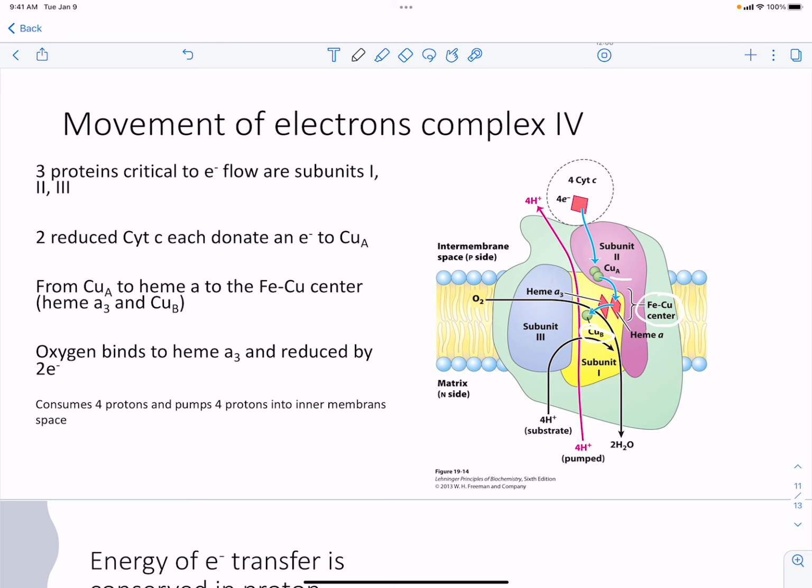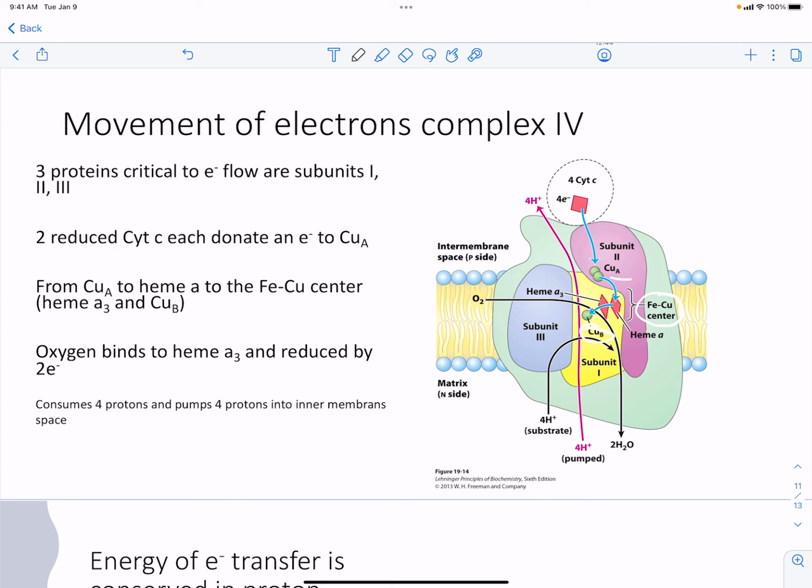We're going to have cytochrome C, which carries 1 electron each. So we're going to need to have 2 reduced cytochrome Cs to donate the electrons to copper A. And then you're going to get another 2 cytochrome Cs to donate to another copper A as well. And then from copper A, they're going to go to heme A. And then eventually you're going to go to the iron copper center, the heme A3, and copper B, or copper CuB.